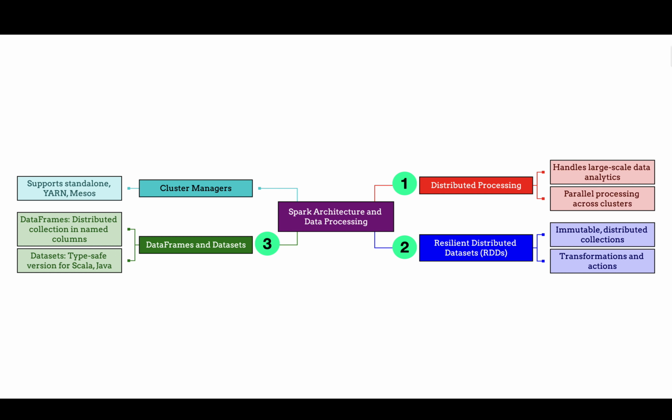3. Data frames and datasets. Data frames are a distributed collection of data organized into named columns, similar to a table in a relational database. Datasets are a type-safe version of data frames, available in Scala and Java. 4. Cluster managers. Spark supports several cluster managers including its own standalone cluster manager, Hadoop YARN, and Apache Mesos.